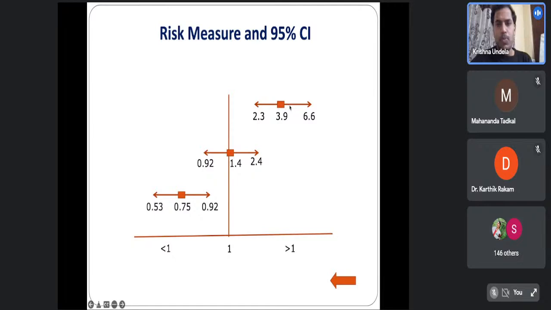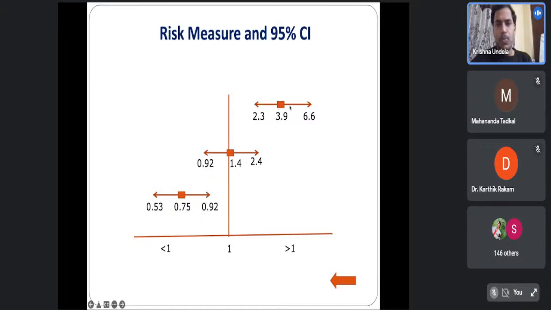the mycotic infections compared to people who are not taking the empirical fluorescein. How much? 2.9 times. That's the gap between 1 and 3.9. So if you understand this concept, how much more risk? Can someone tell me? Here it's less risk, right? People who are taking empirical fluorescein, they're having less chance of getting the mycotic infections.